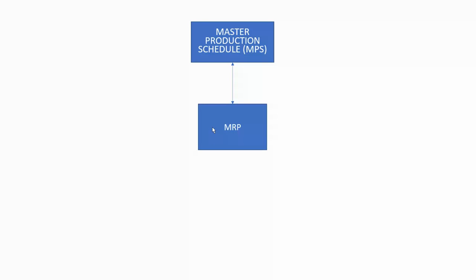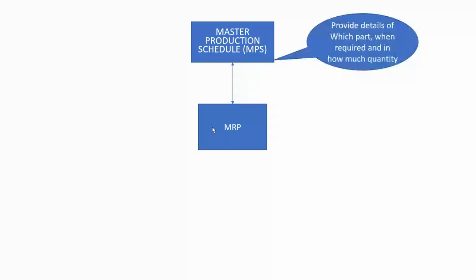First is the master production schedule. What is the master production schedule? It provides the details of the part: which part is required, when, and in how much quantity, like what production schedule is running. For example, if you have an order and you have to complete it in segments, half in the first week and the remaining half in the second week, then for the first half you procure that material, and the remaining half you procure next time, because of holding cost and ordering cost.